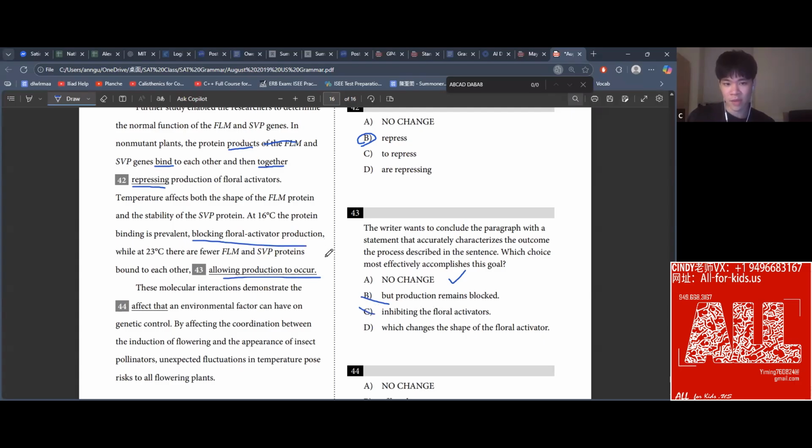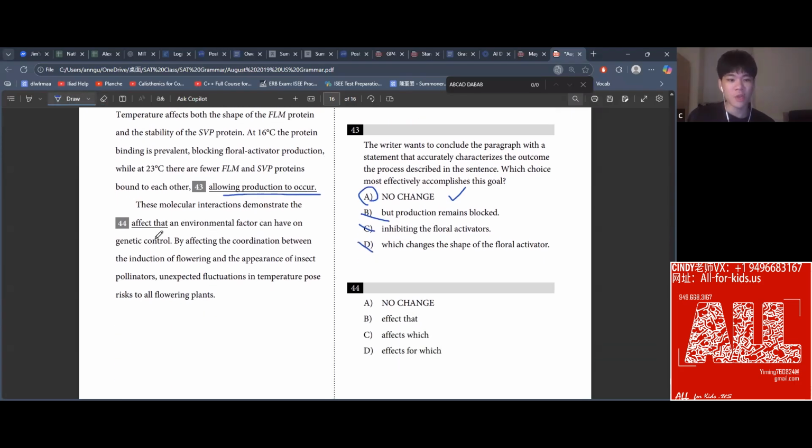That would be what's happening up here. Changing the shape, no, we don't talk about shape at all. So the answer is A. And last question.